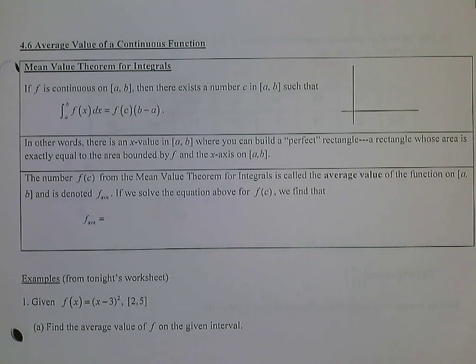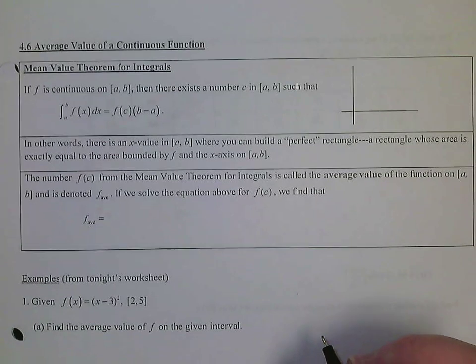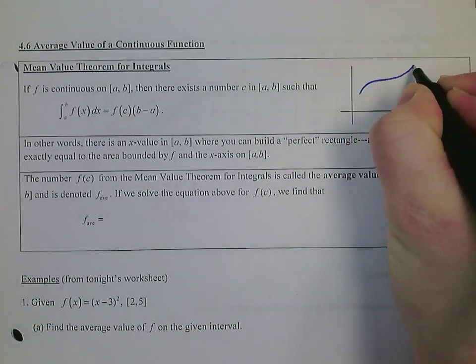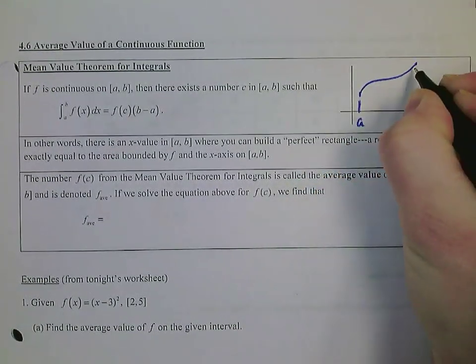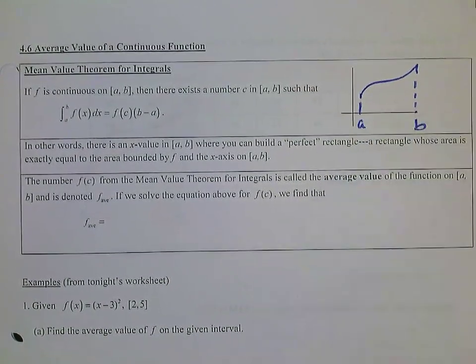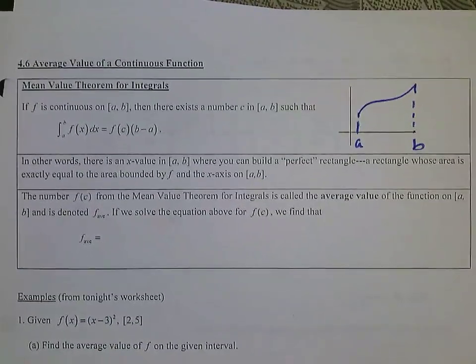So if a function is continuous on a closed interval from A to B, then there exists a number somewhere in that closed interval from A to B, we can call that number C, such that the definite integral from A to B of f of x dx is equal to f of C times B minus A.